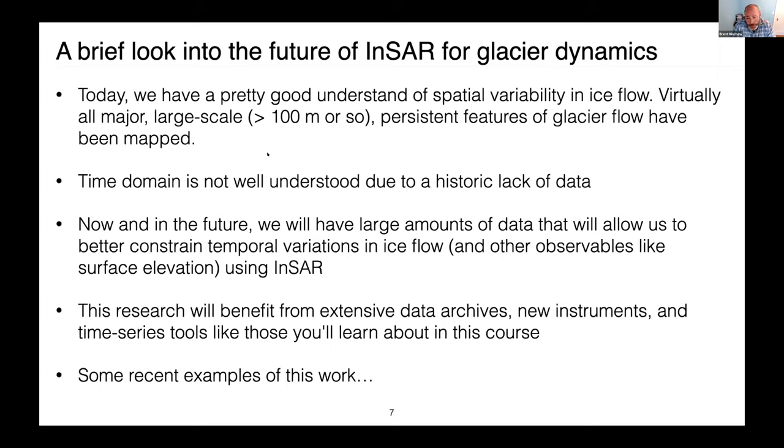Now the time domain is, I think, the most interesting and exciting area of research. It's really not well understood, basically due to this historic lack of data. So I showed the map that Eric Rignot formed earlier in 2011. That was 20 years worth of data all piled together to make that single average velocity field. And we've gotten more and more data now, but we're still usually happy if we can resolve the changes in glacier velocity at monthly to annual timescales.